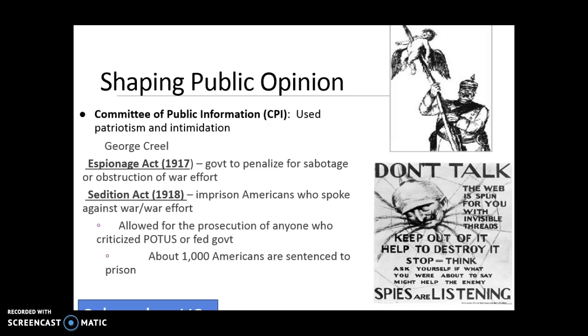The most famous example would be you cannot yell fire in a crowded theater without actually being a fire. You're just inciting a riot and you can be charged, right? That's somewhat a limit of your free speech.